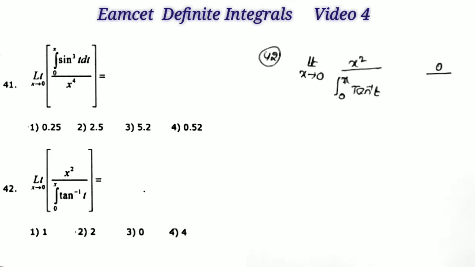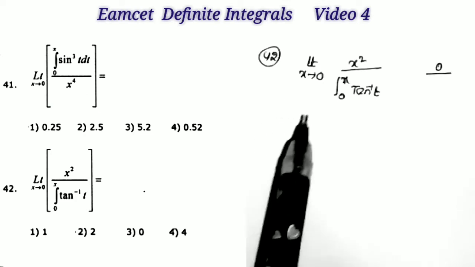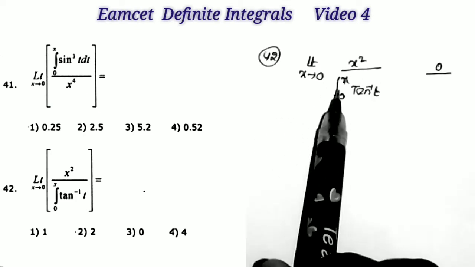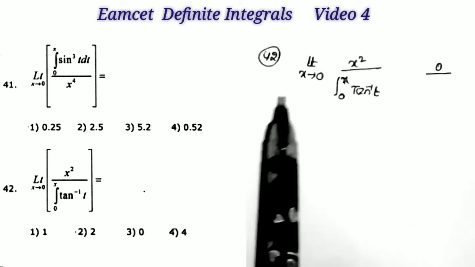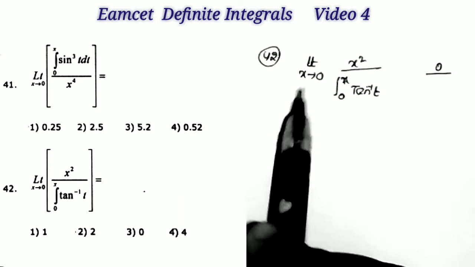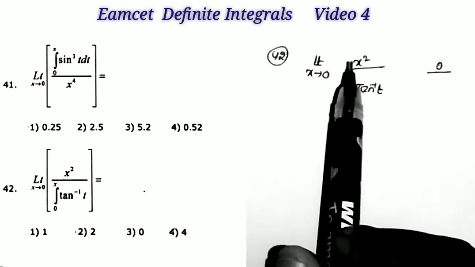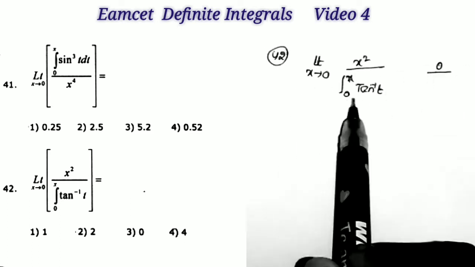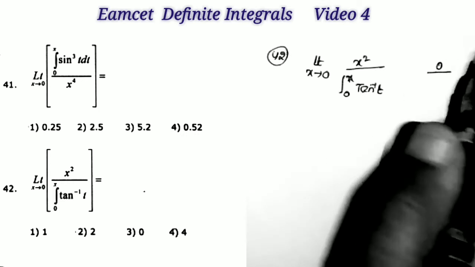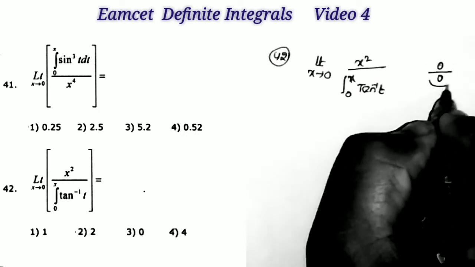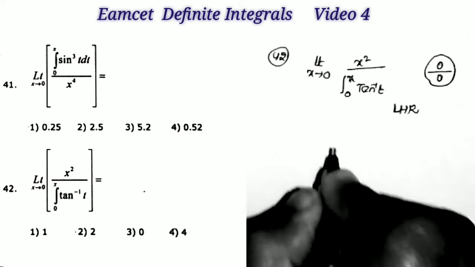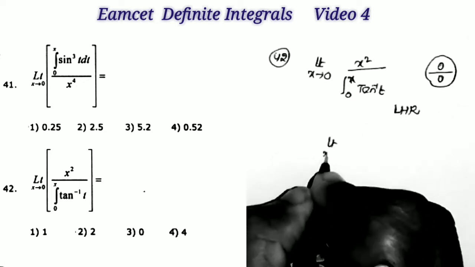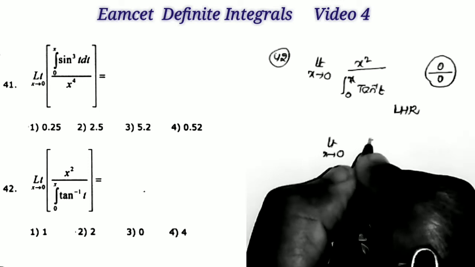Okay, that's all. Next problem, sum number 42, limit x tends to 0, x square by integral 0 to x tan inverse t. Okay, so first doing x is equal to 0 substitution in the given question directly, the numerator returns here 0 by, what is denominator? Integral 0 to 0, that is also equal to 0. So it returns the value 0 by 0, that is applying the L'Hospital rule, that is equals to limit x tends to 0.